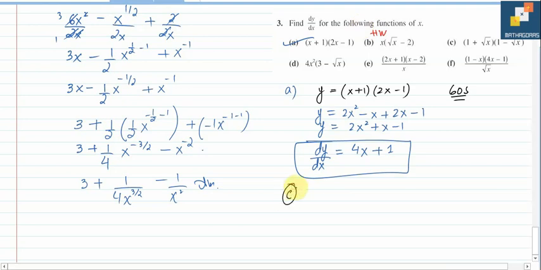For part C, it's 1 plus under root x, 1 minus under root x. So give it a try by yourself. Time is 1 minute. Start doing it and then I will begin.